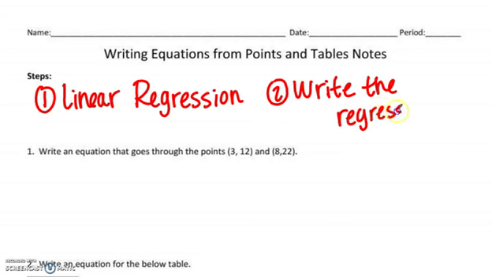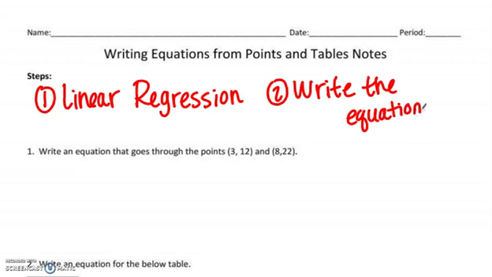If I have a slope and a point, you can't do this. That's when we would use point-slope form, not the regression. If you have a point and a slope, you have to use point-slope form. You cannot use this. But if you have points or a table, then you can use linear regression.